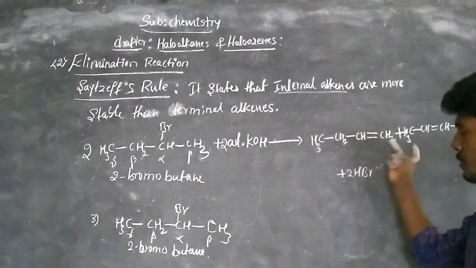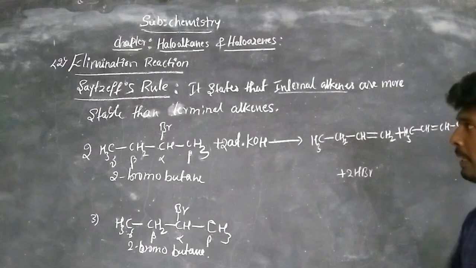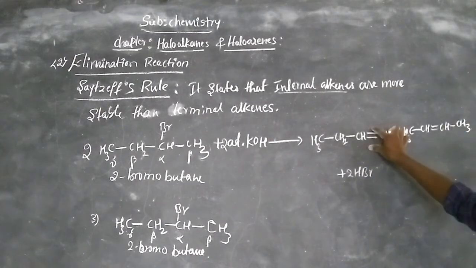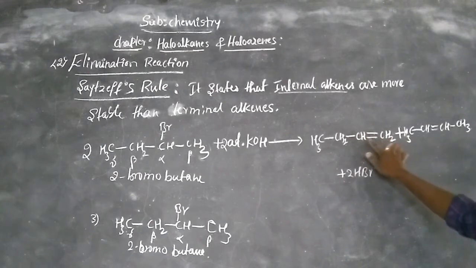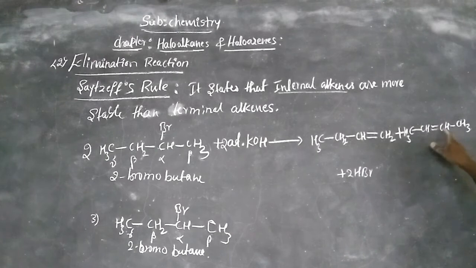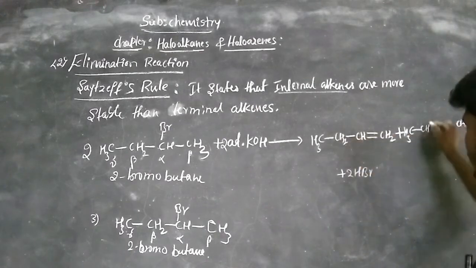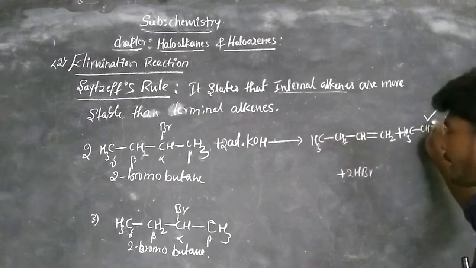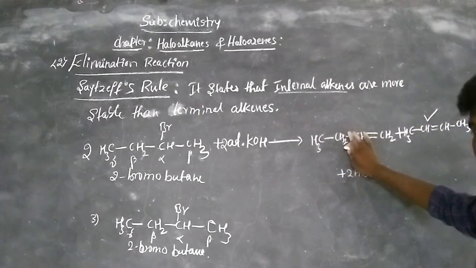Among these two, which is most preferable is decided by Saytzeff's rule. This is called a terminal alkene because the double bond is present between the terminal carbon and the second carbon. Here observe, the double bond is present between the 2 middle carbons, the 2nd and 3rd carbon. This is an internal alkene, this is a terminal alkene, so the internal one is the most preferable according to Saytzeff's rule. This product is formed more and the other is formed less, that is Saytzeff's rule.